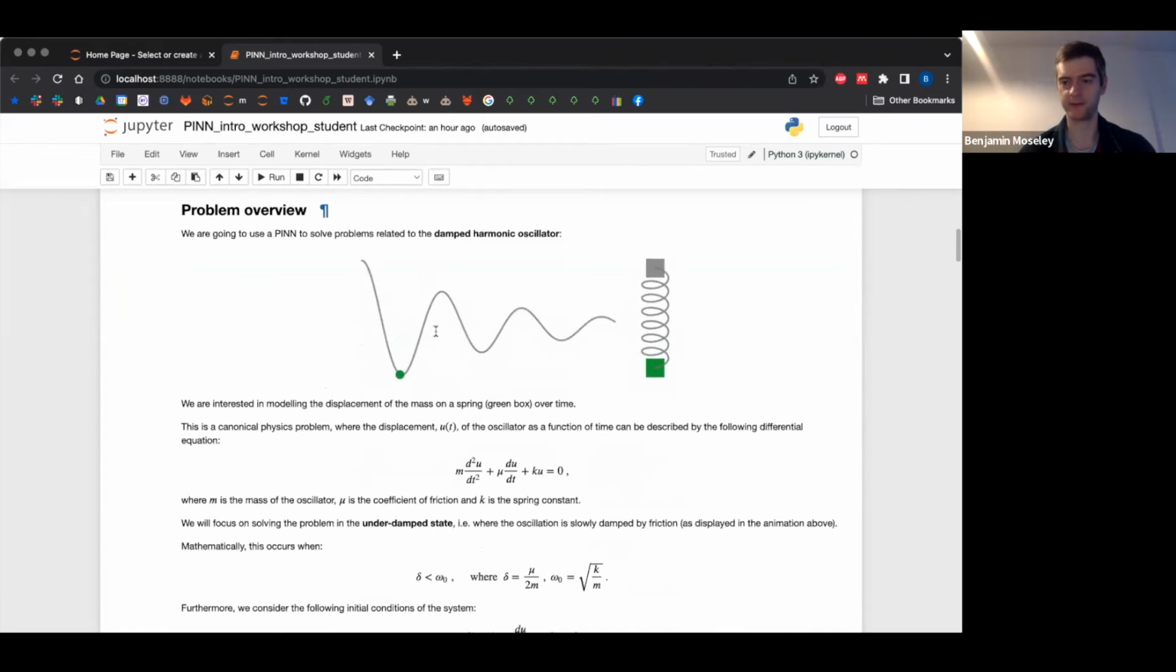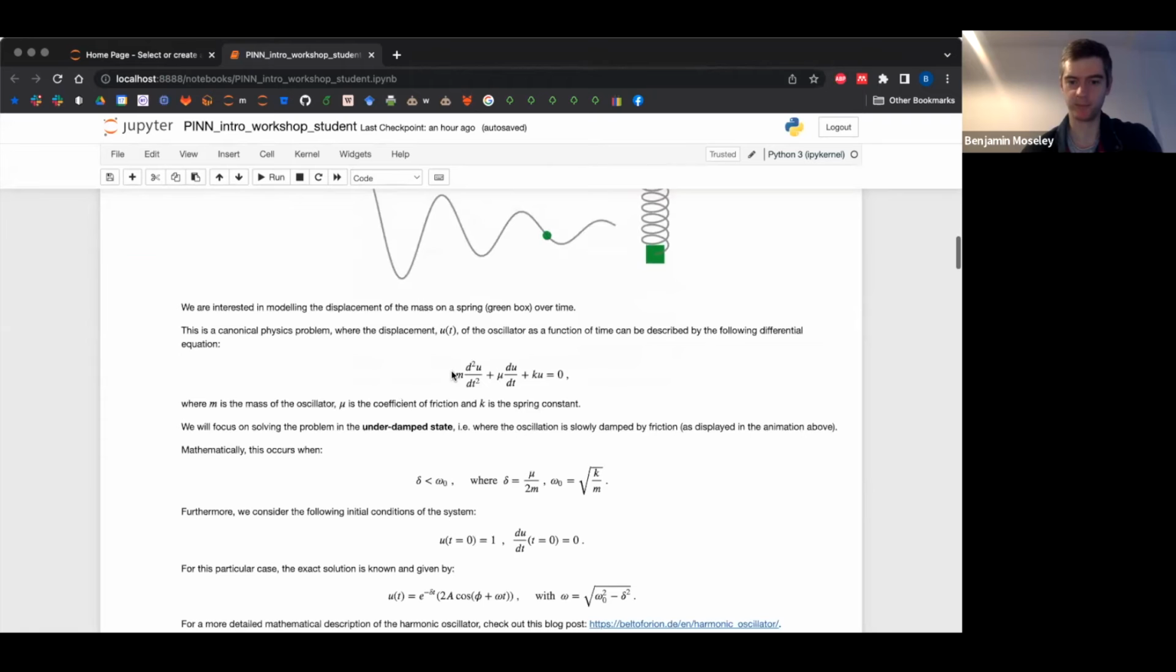So this is the problem overview. Like I said, we're going to try and get the PINN to model the solution to this harmonic oscillator. As I explained before, we have the underlying differential equation here. And what we're going to get the PINN to approximate is the solution to the differential equation, so the displacement of this green box with respect to time.